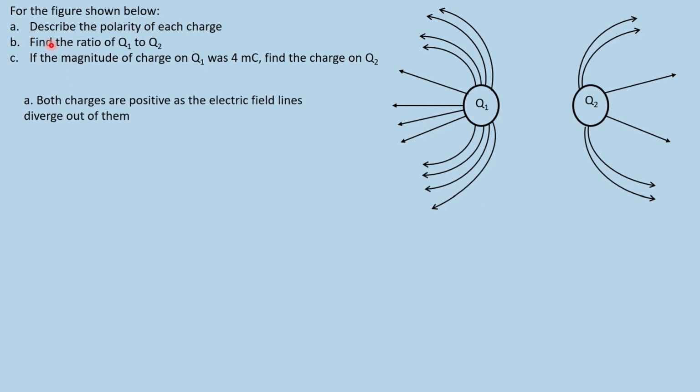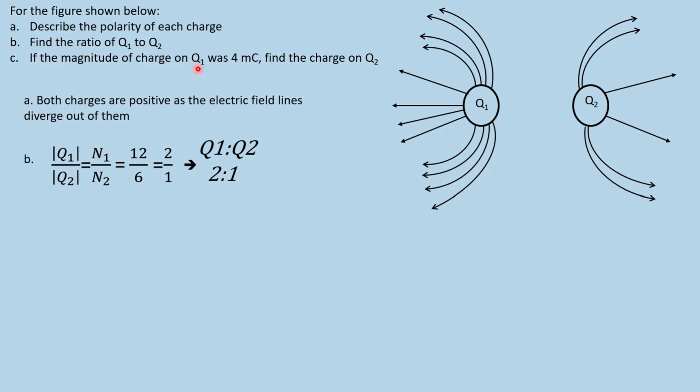Part B, find the ratio of Q1 to Q2. So, Q1 over Q2 is equal to N1 over N2. If we count the number of electric field lines, we have 1, 2, 3, 4, 5, 6, 7, 8, 9, 10, 11, 12. So N1 is 12. Now N2, 1, 2, 3, 4, 5, 6. We have 6. So 12 over 6, which is 2 over 1. Then Q1 to Q2 is 2 to 1. This is how we write the ratio.